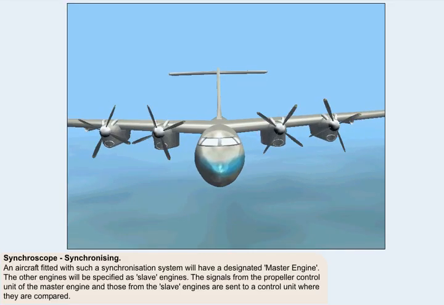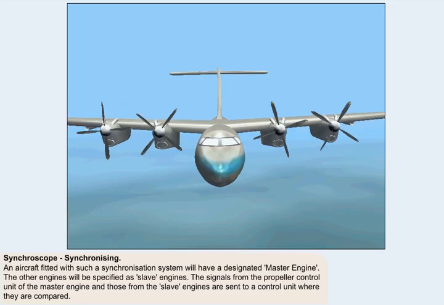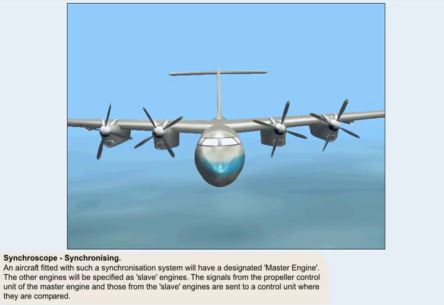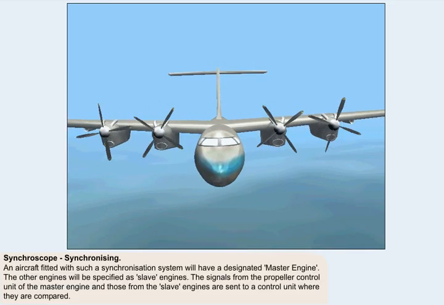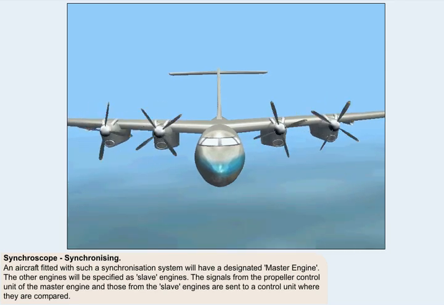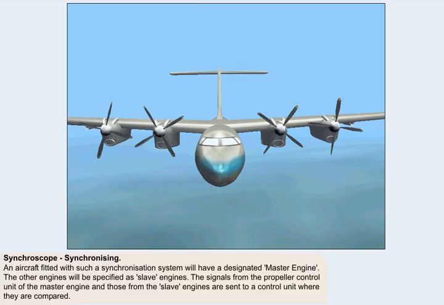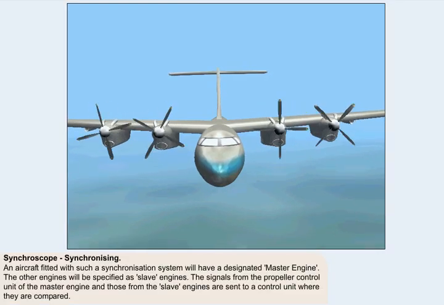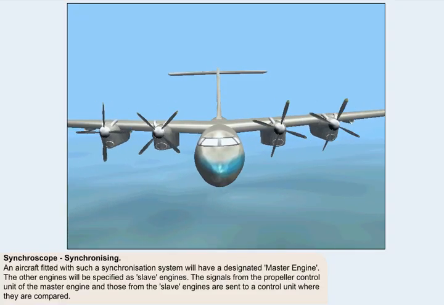Electromagnets in the head of the rotating assemblies of the propeller control units of each engine are used to generate an RPM signal. An aircraft fitted with such a synchronization system will have a designated master engine, and other engines will be specified as slave engines. The signals from the propeller control unit of the master engine and those from the slave engines are sent to a control unit where they are compared.